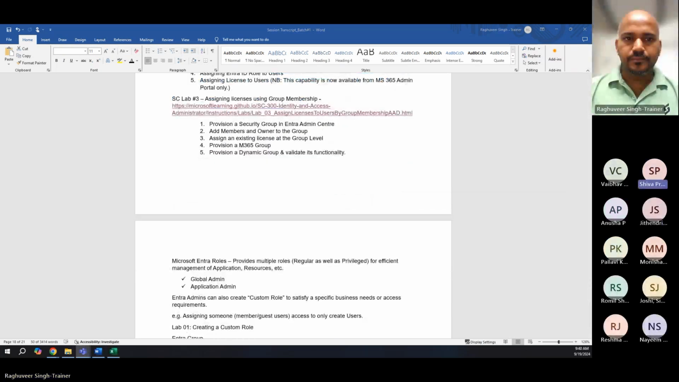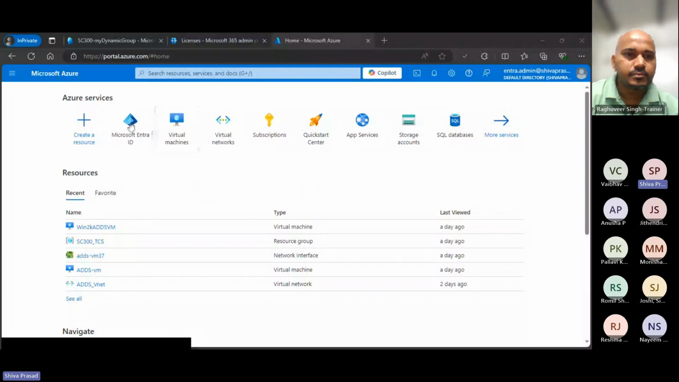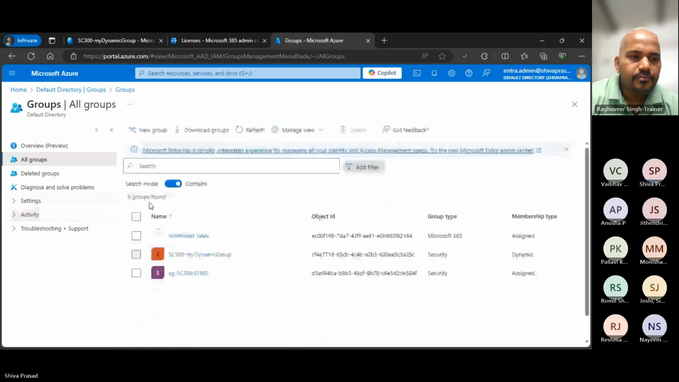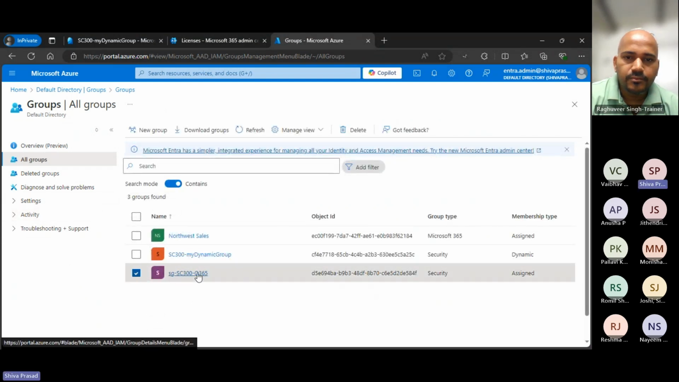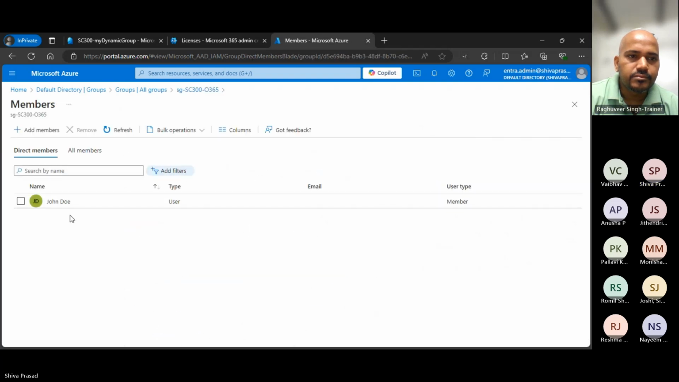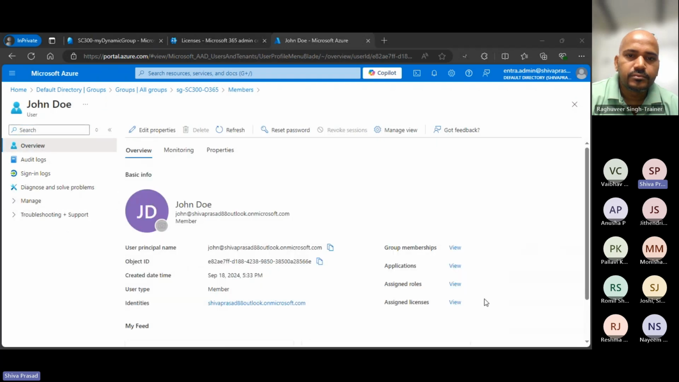I've done that, Raghu. Okay. All right, can you present your screen and show it to others? How do we assign a license at the group level? Can you see my screen? Yeah, it's visible. So I created one security group and I assigned one user to that, John Doe, and I have assigned the P2 license from the Entra Admin Center.